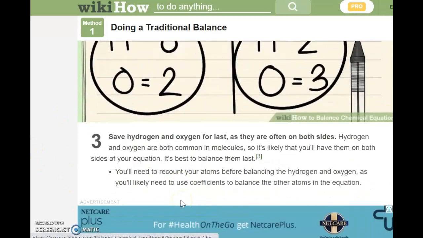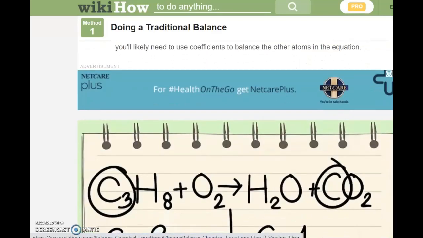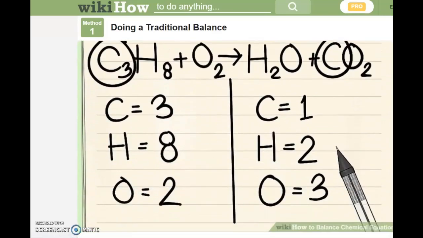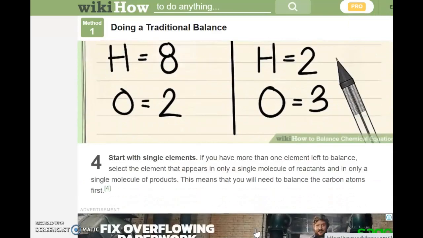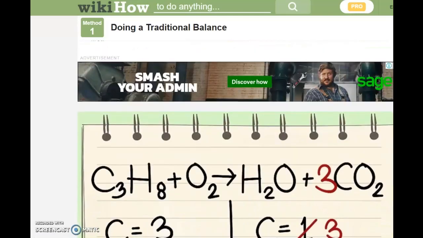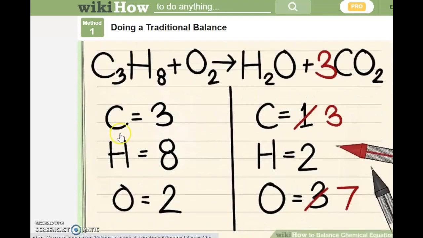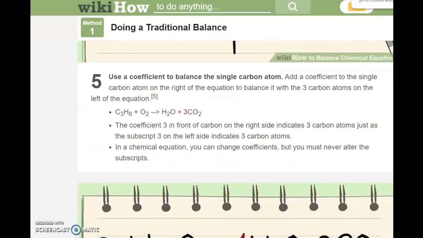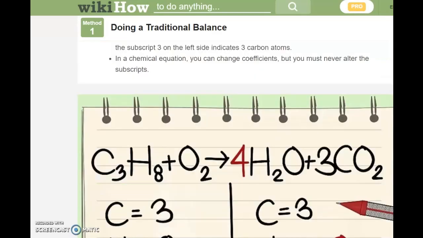I'm going to start with carbon because it's the one that appears in one molecule only. So I have 3 carbons in the reactants, and I only have 1 in the product. So the easiest way is to say, well, 3 carbon dioxide molecules must be formed. Now my carbons are balanced. But now because I've got 3 carbon dioxide, I have 7 oxygen atoms. So the oxygen atoms are not yet balanced, but the carbon atoms are.